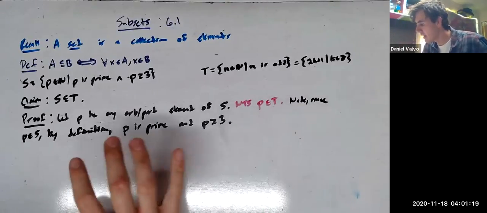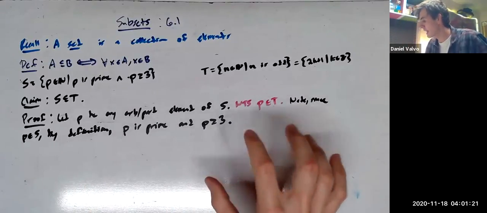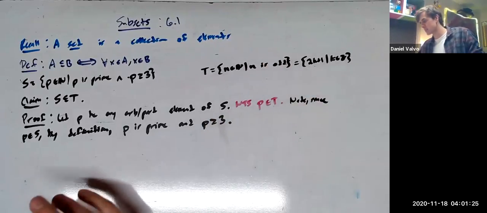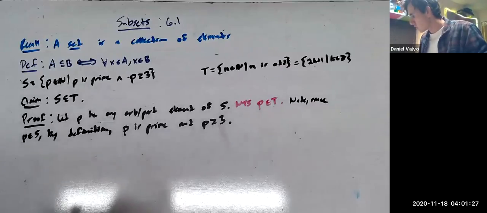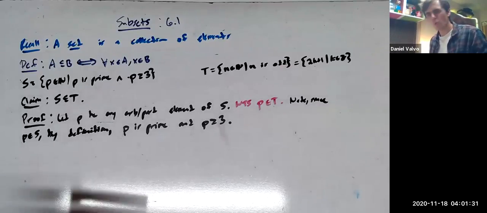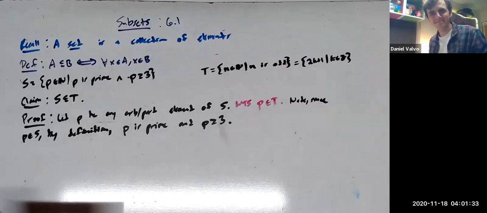we have that p is prime and p is greater than or equal to 3, and we want to show it has to be odd. That's why we show it's in T. That's why we show S is a subset of T. So, why? Why must a prime greater than or equal to 3 be odd? What's the intuition? What do you guys think?